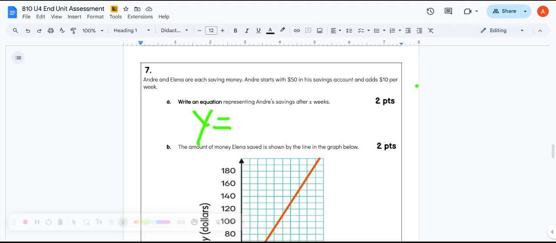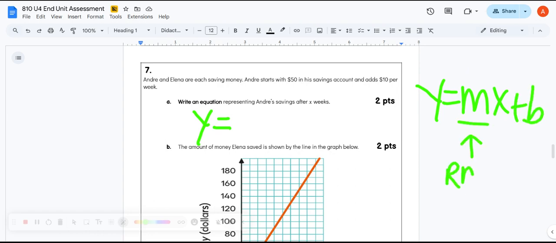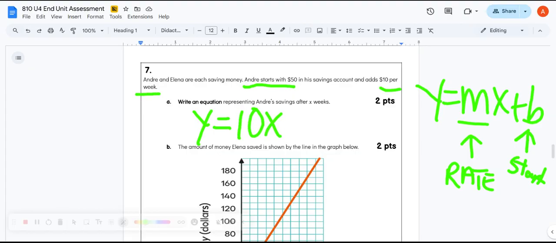We always know when we write an equation in slope-intercept form, my m represents the rate, while my b represents the start. So if we're looking at what's given to us, it says right here that Andre starts with $50 and adds $10 per week. We now know that 10x represents the rate, because that's how much he's adding every week, and $50 represents how much he starts with. From here, I go on to part B.